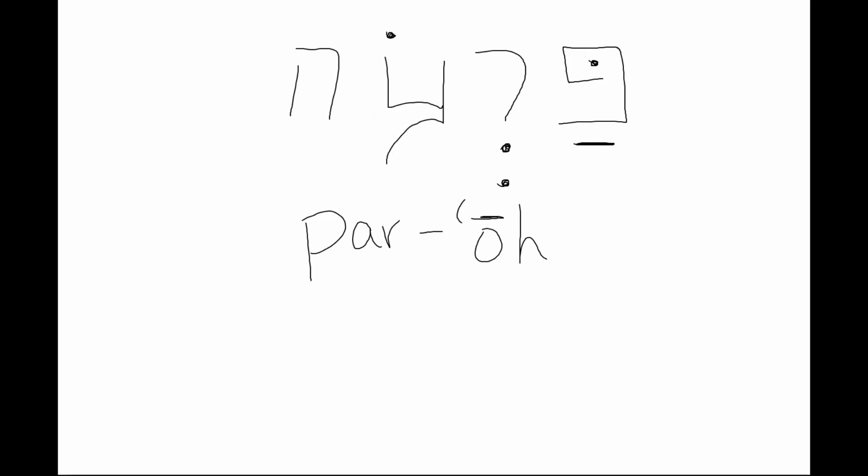Paro. So a schwa is silent when immediately preceded by a short vowel. So in paro, the schwa under the resh is preceded by the short vowel patach and therefore is silent.